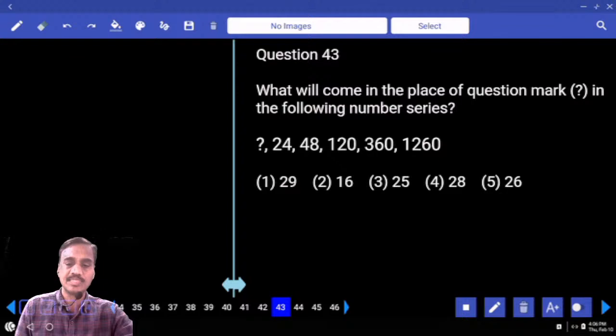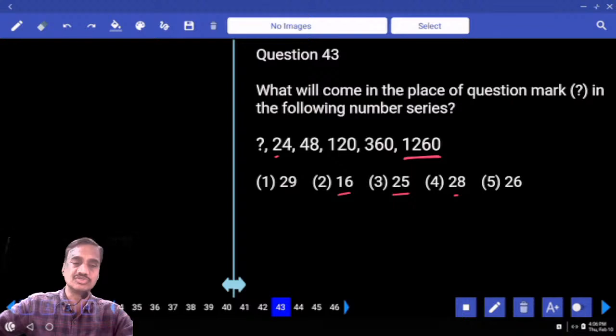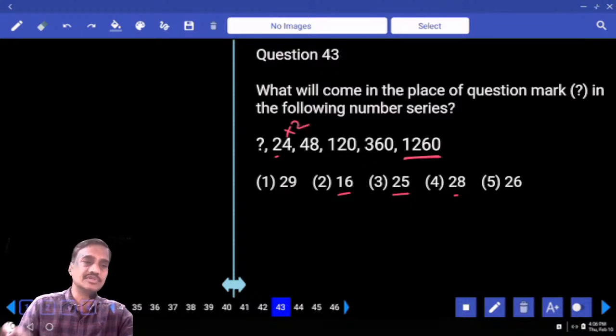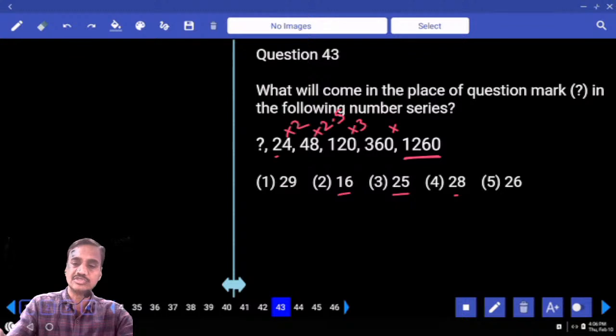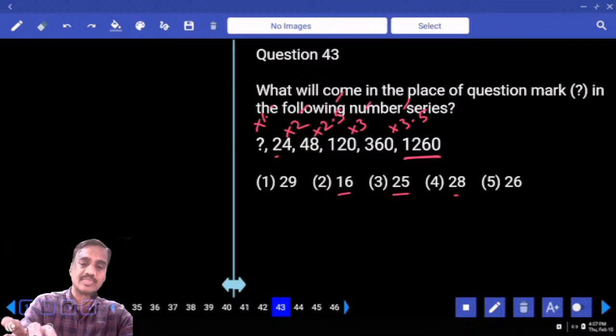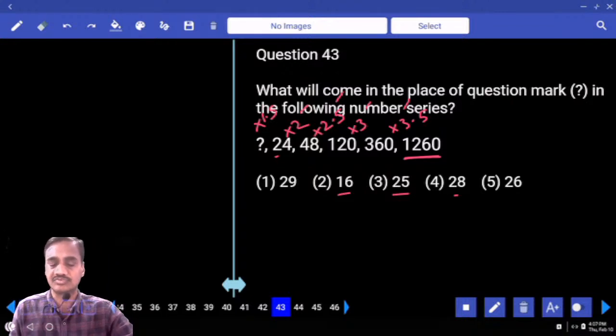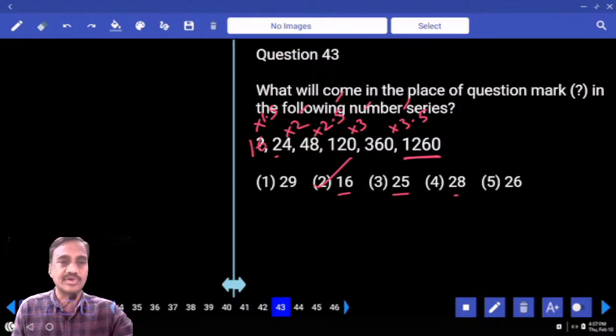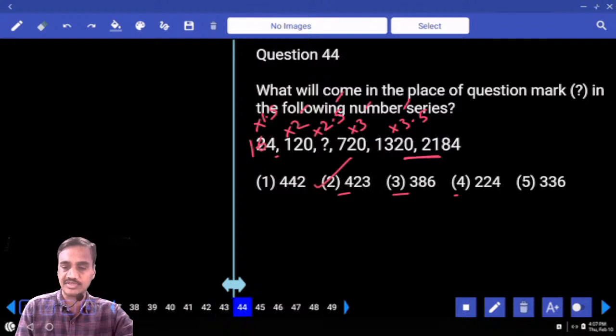Then question 43: 24, 16, 25, 1260. Numbers are increasing at a very fast rate, so it must be under product or combination. 24 and 48 is into 2, 48 and 120 is into 2.5, 120 is into 3, and obviously the next will be into 3.5. 3.5, 3, 2.5, 2, this must be into 1.5. Something into 1.5 is 24, and that number is 16. 16 into 1.5 is 24. Choice 2, question number 43.